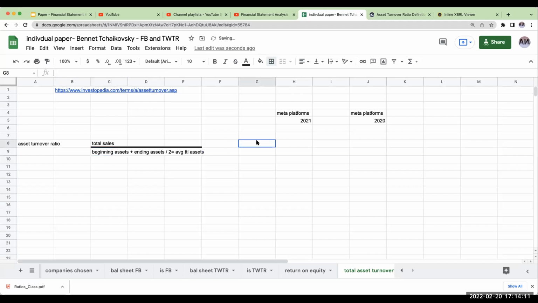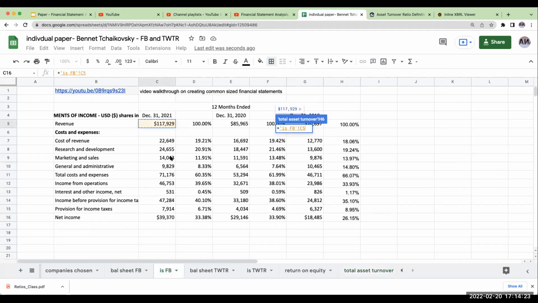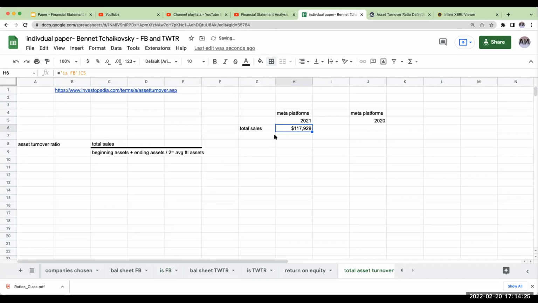Okay. So for Meta Platforms, my total sales is going to be for Meta. I can't believe it's still called that. 117 billion in total sales, thanks to you and me and our personal information. I'm just kidding. Maybe I'm not. Okay, so our total assets.